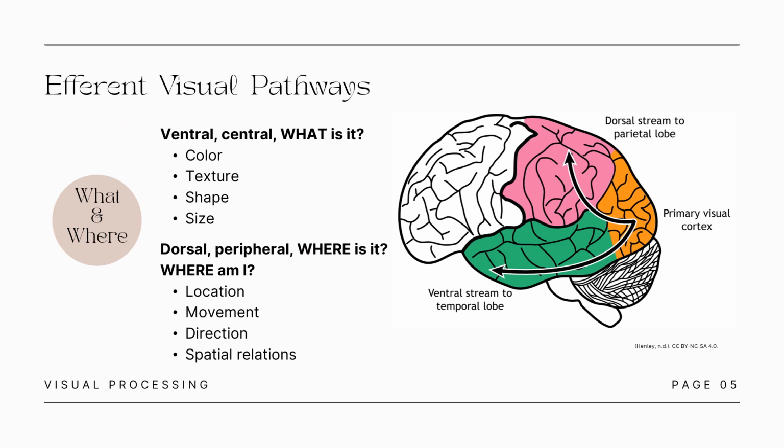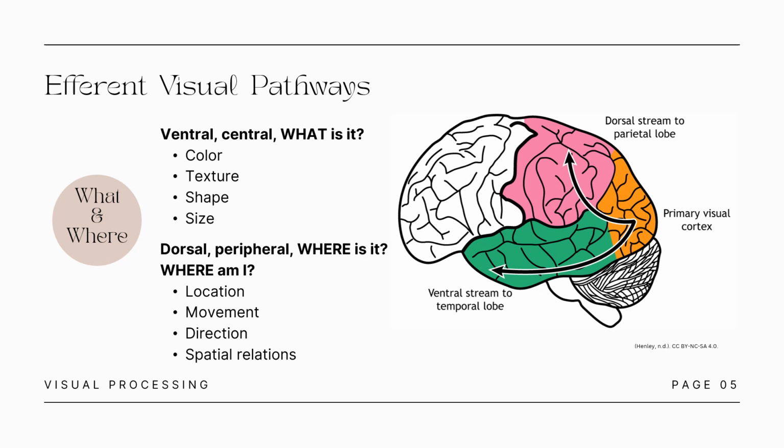In the efferent visual system, two broad streams of information leave the striate cortex. We have the ventral stream and the dorsal stream. Information that travels from the primary visual cortex down through the inferior temporal lobe is responsible for determining object recognition, or what an object is. This is how we can differentiate between an apple and a person. This is our central vision, how we determine what something is.